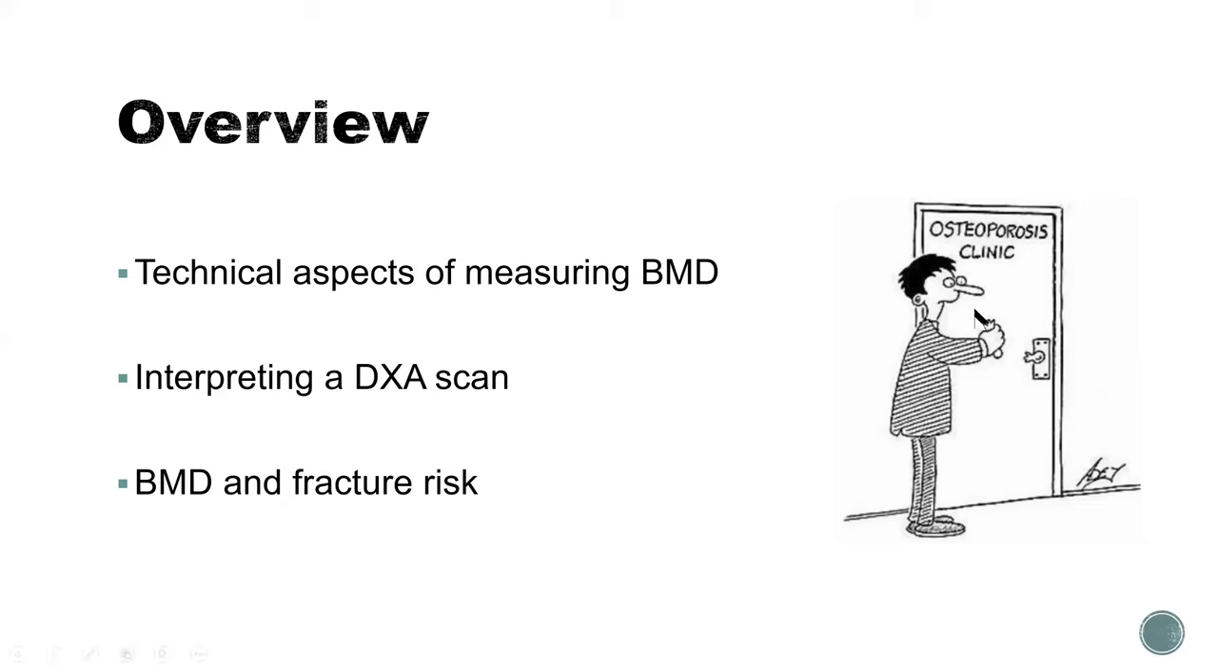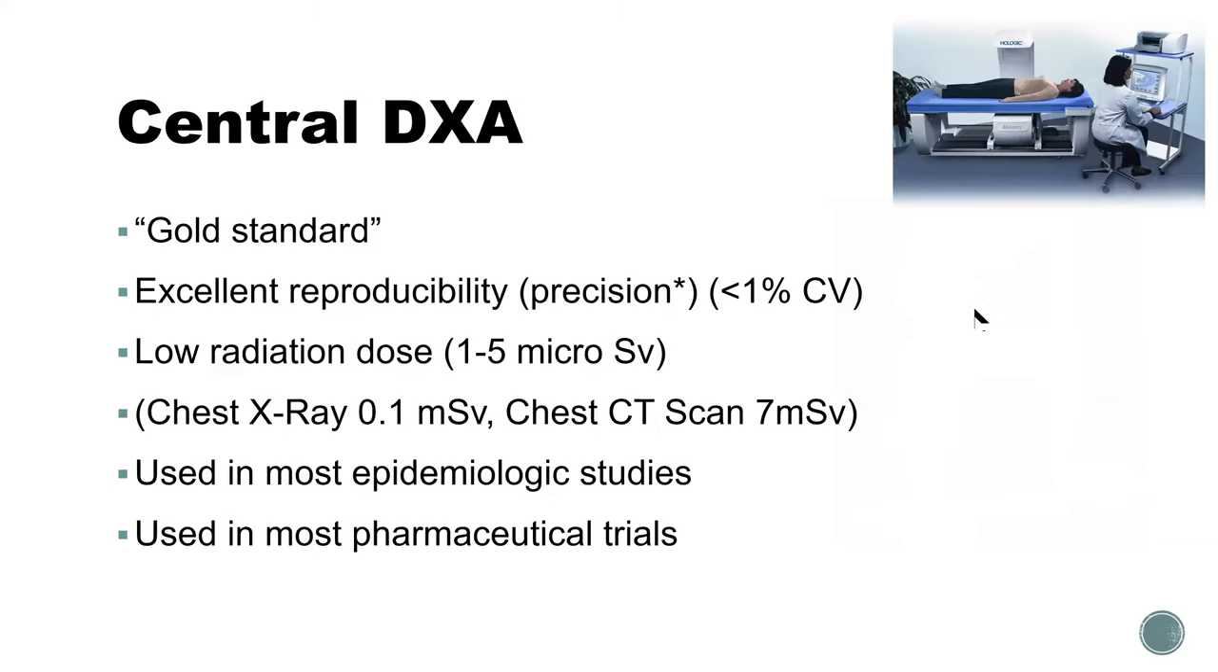Right. So what I'm going to cover this afternoon or morning or evening, wherever you are, thank you all for joining in, is a little bit about the technical aspects of measuring BMD, so that when you see a scan, you know that it's an adequately and well done scan, so you can interpret it. Then how you interpret the actual DXA scan itself, and a little bit about how you use the DXA scan in assessing fracture risk, because that's what ultimately we want to do. We want to use the DXA and other information to find out whether our patient is, first of all, osteoporotic, and whether they're at risk of having a fracture.